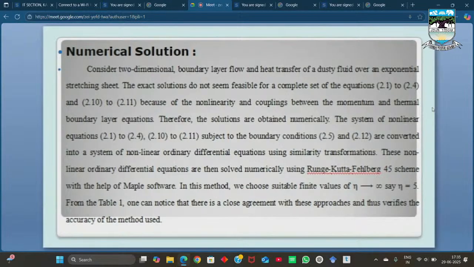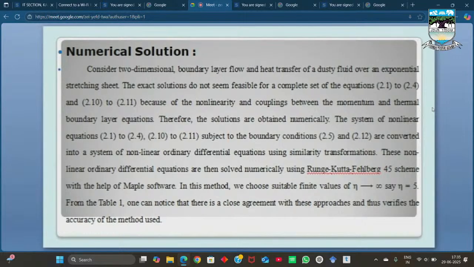From Table 2 we can conclude that as the fluid particle interaction parameter increases, velocity increases in the dust phase and decreases in the fluid phase. Figure 3 depicts the temperature profile for different values of the fluid particle interaction parameter. From this, we can notice that temperature decreases with the increase in the fluid particle interaction parameter, and it indicates that both the fluid and dust particle temperatures decrease as beta increases.